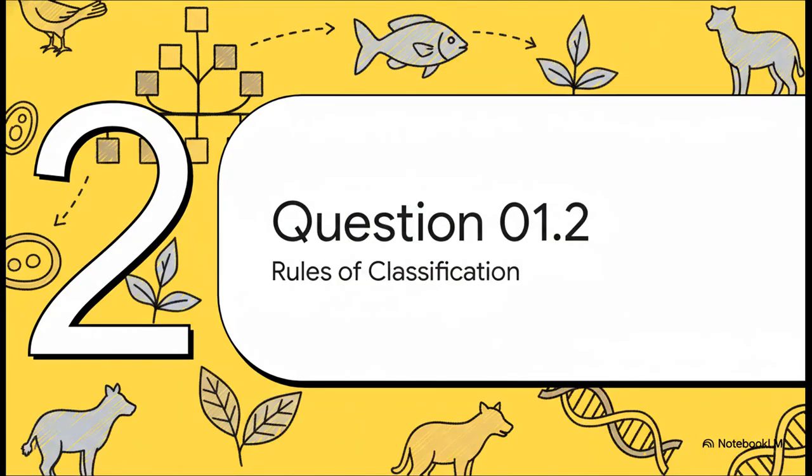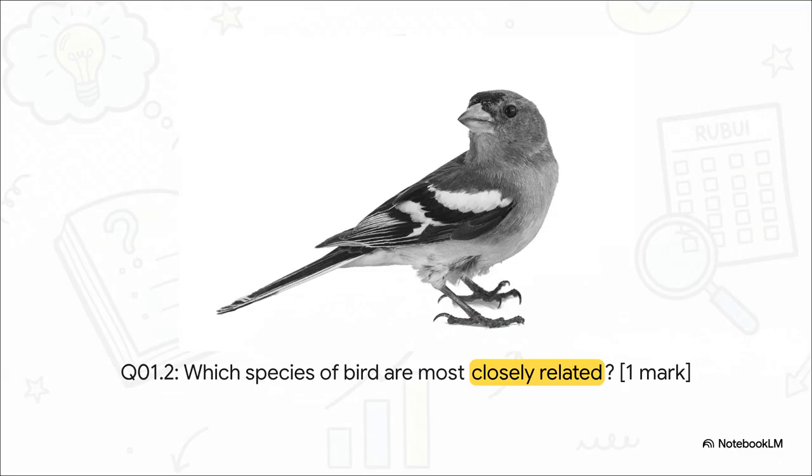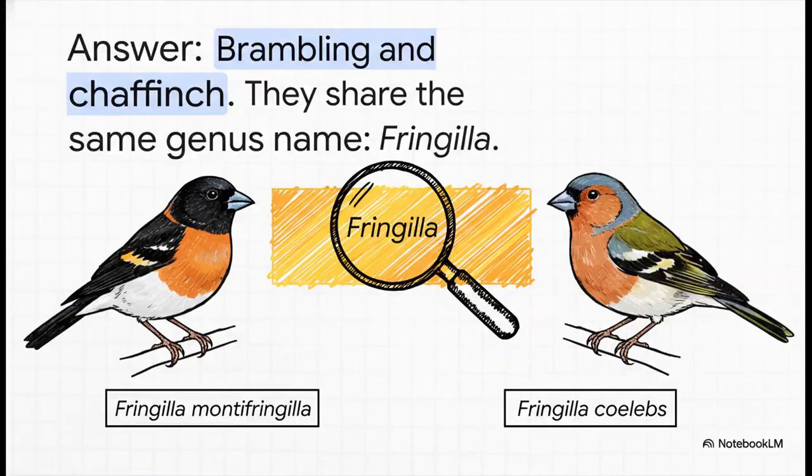Okay, let's move on to 1.2. This one builds on that idea and gets into how we classify different species. So we're looking at 4 birds here: the brambling, bullfinch, chaffinch, and goldfinch. The real paper gives you their scientific names, and the question is, which 2 are most closely related? Now here's the thing, the clue isn't really about what the birds look like. It's hidden somewhere else. And the answer is the brambling and the chaffinch.